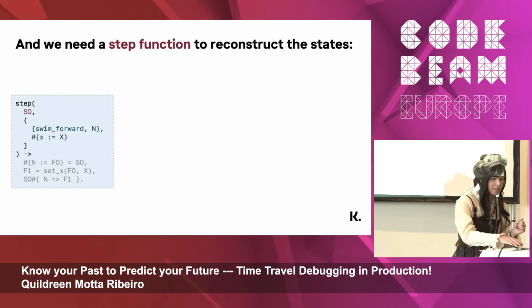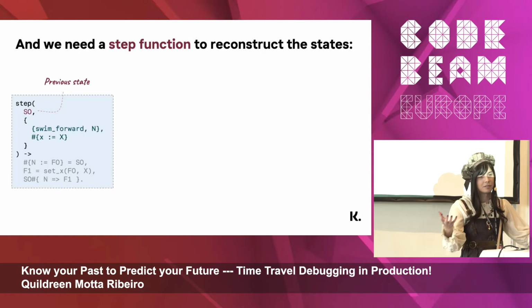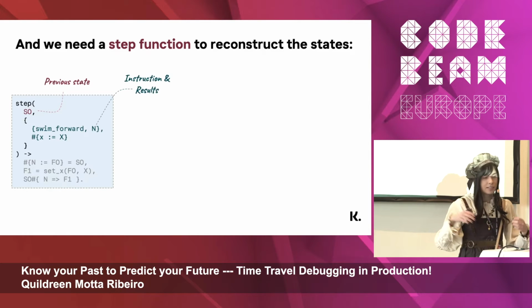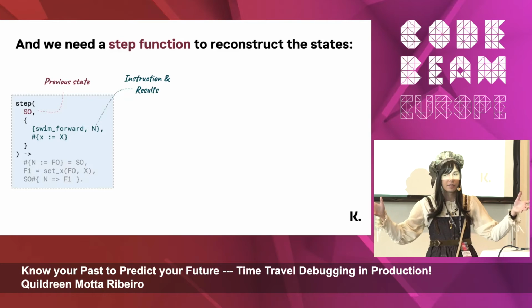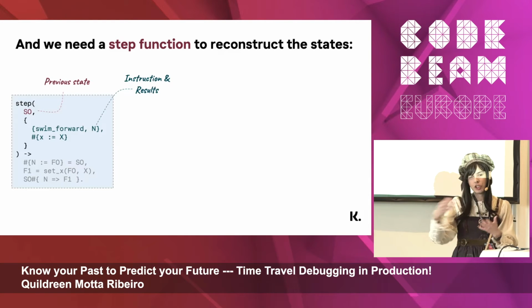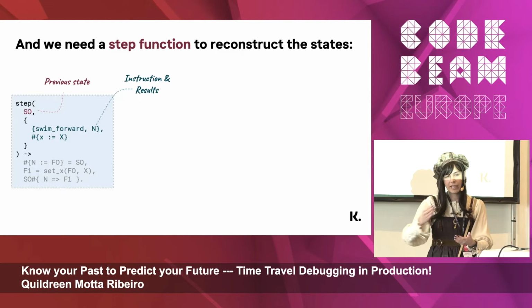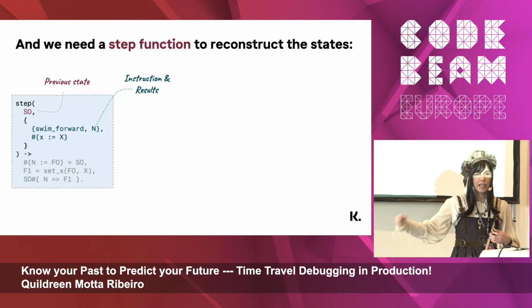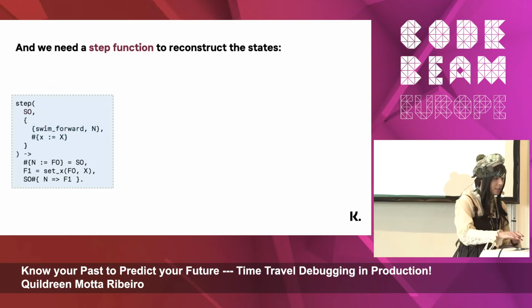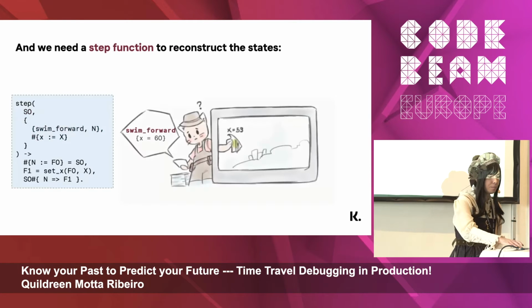So the stepping function is just some function that takes the previous state of your application, and according to your trace, it takes the next instruction to run, or the next recorded non-deterministic instruction to run, and any additional information that it needs to actually make that instruction deterministic again. So you can replay it the same way over and over. And then it computes the next state of your application.